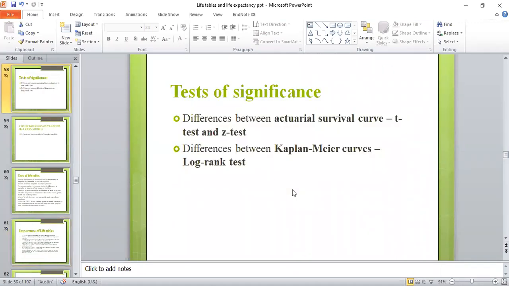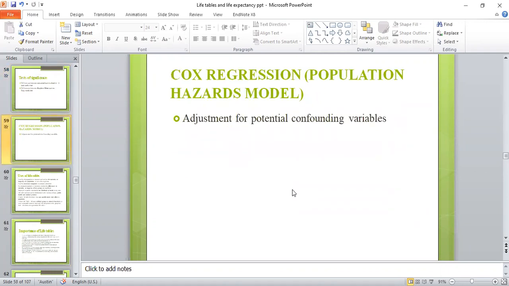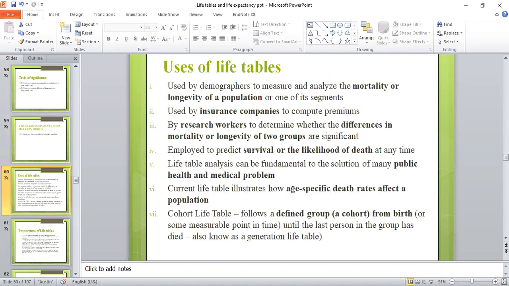For tests of significance, if we want to see the difference between actuarial survival curves, then we can use the T test and Z test. And if we want to see the difference between the Kaplan-Meier curves, then we can use the log rank test. Or for adjustment for potential confounder variables, we use Cox regression analysis, which is the proportional hazards model in SPSS.